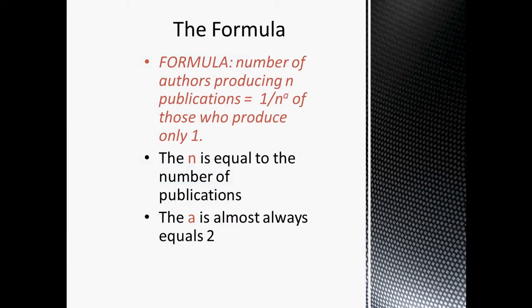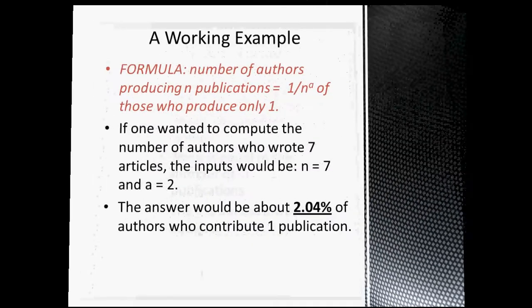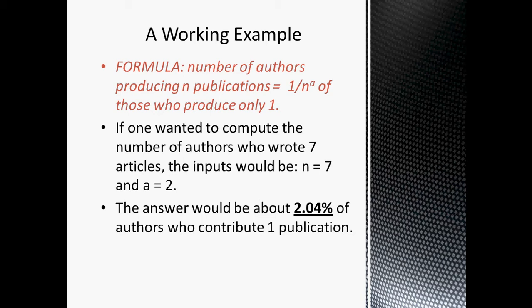As in the formula shown in the previous slide, the formula for the number of authors producing n publications is equal to 1 over n to the power of a, of those producing only 1. Thus, n is equal to the number of publications, and a is almost always equal to 2. If we wanted to apply this formula to a quick example, we would use the number of publications as 7 for n, and our a would be 2. As a result, our answer would be 2.04%. So basically, the answer would be about 2.04% of the authors who contributed 1 publication.